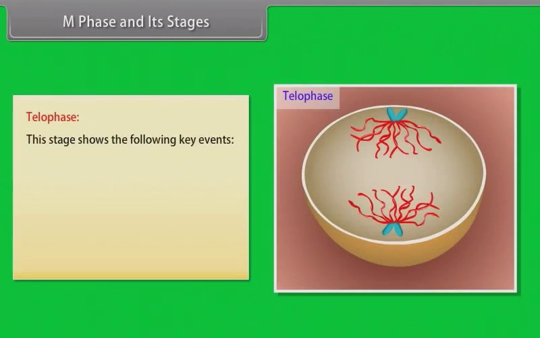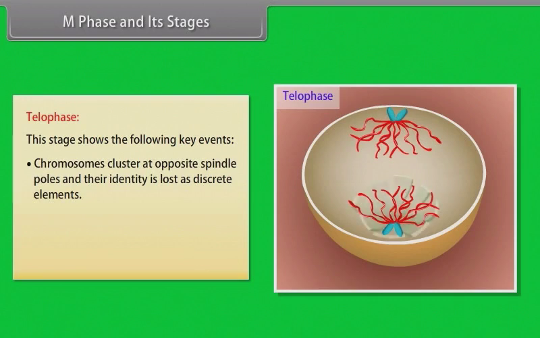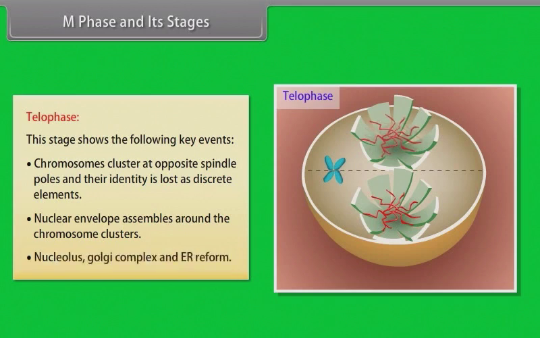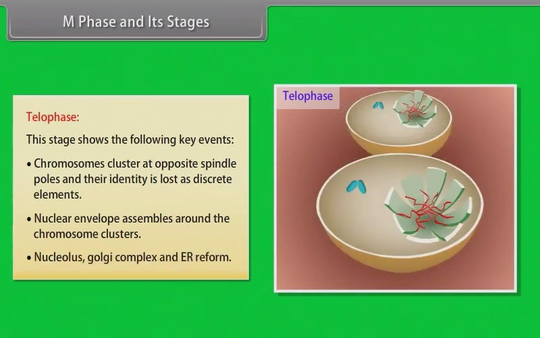The next stage is telophase. It shows the following key events. Chromosomes cluster at opposite spindle poles and their identity is lost as discrete elements. The nuclear envelope assembles around the chromosome clusters. Nucleolus, Golgi complex, and ER reform.